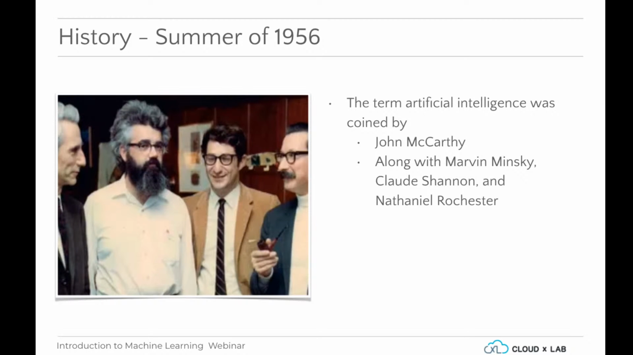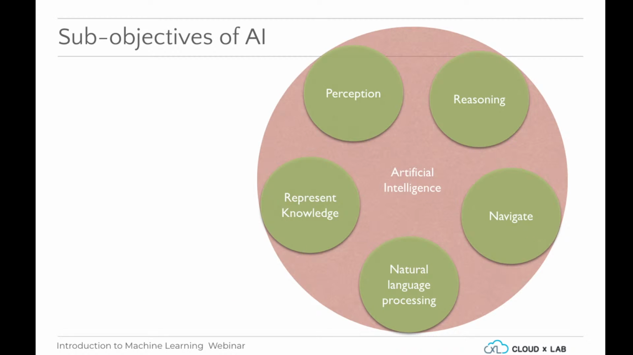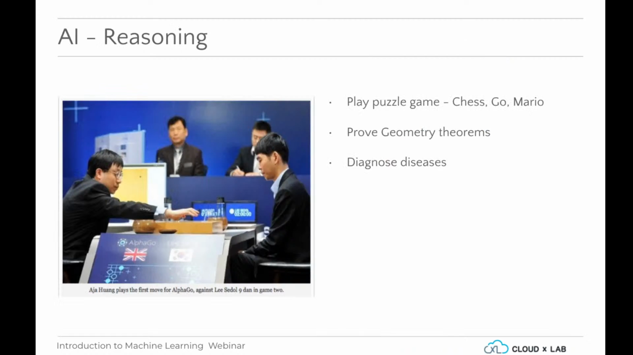So actually AI as a field is fairly old. It was coined way back in 1956 by John McCarthy, Marvin Minsky, Claude Shannon, and Nathaniel Rochester. They defined certain sub-objectives of AI, like perception, reasoning, navigation, natural language processing, and the capability to represent knowledge. And they said all of this put together would be artificial intelligence. This is one of the perspectives people had. Let's define the sub-objectives of AI, like perception, reasoning, etc. And if everything is done together, you would have artificial intelligence.